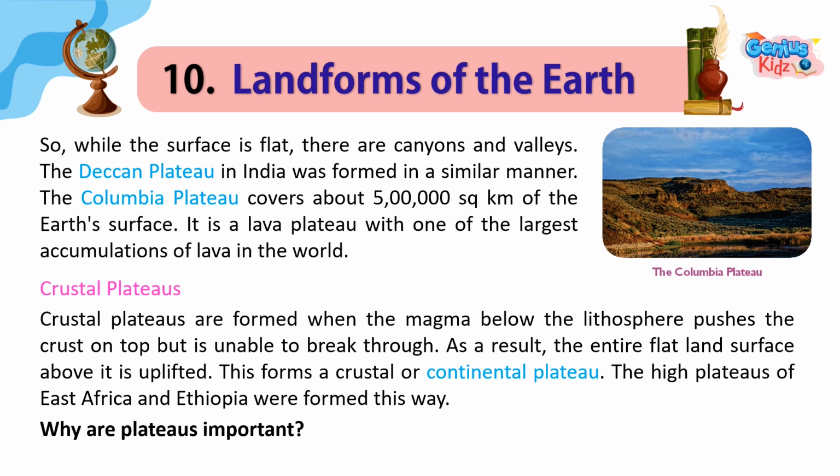Crustal plateaus. Crustal plateaus are formed when the magma below the lithosphere pushes the crust on top but is unable to break through. As a result, the entire flat land surface above it is uplifted. This forms a crustal or continental plateau. The high plateaus of East Africa and Ethiopia were formed this way.